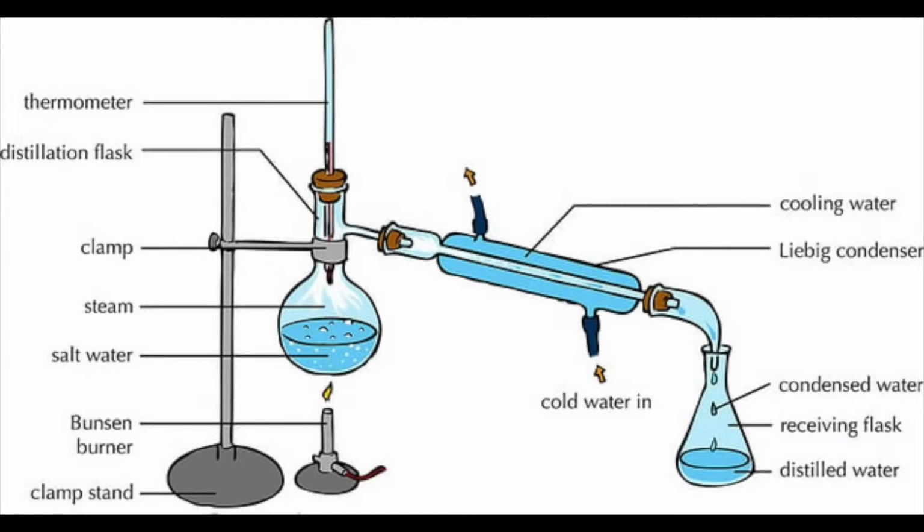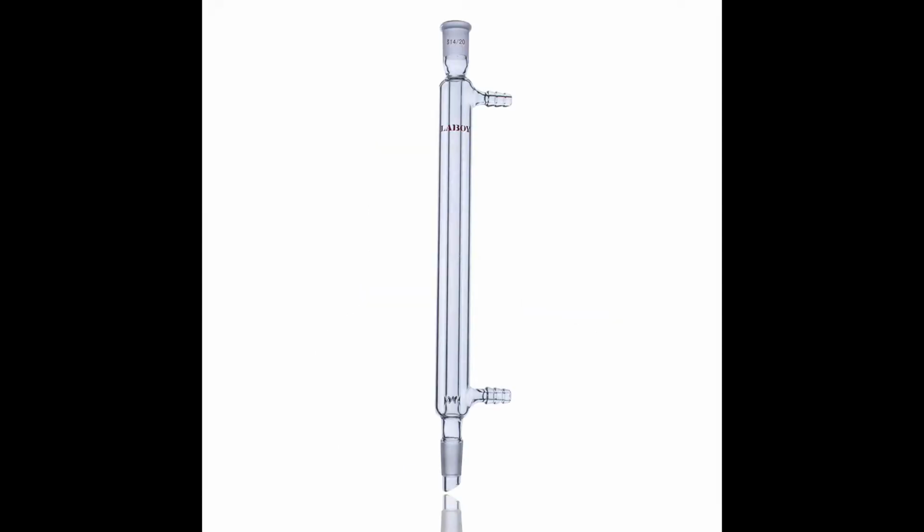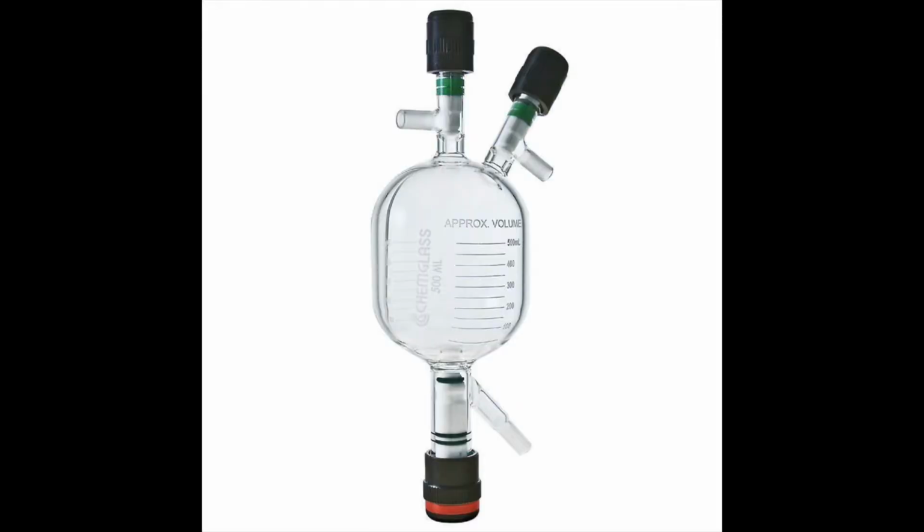Distillation apparatus comprises three major components. Firstly, the distillation flask, which is used for heating the mixture and volatilizing the components. Secondly, the condenser, which is used for cooling the vapors back to liquid state. And lastly, the collection vessel.